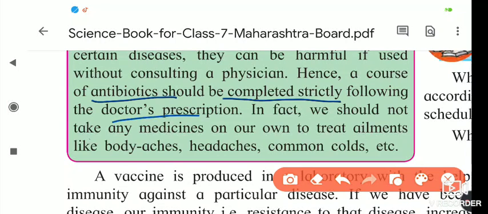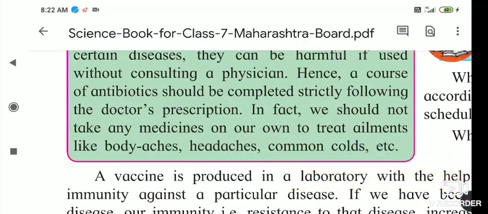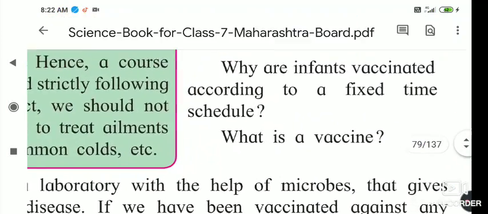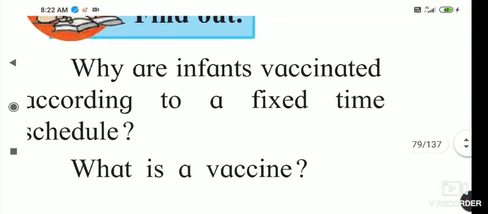Following the doctor's prescription, in fact, we should not take any medicine on our own to treat an ailment. For body ache, headache, common cold, we have to take the doctor's suggestion and then take the treatment.